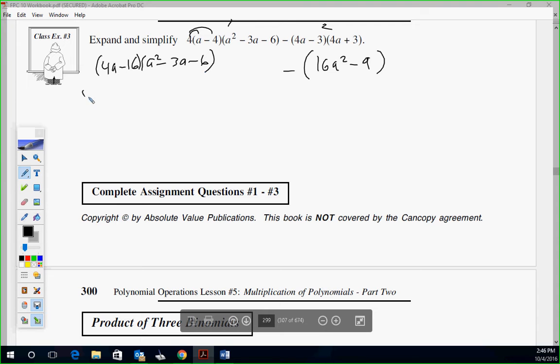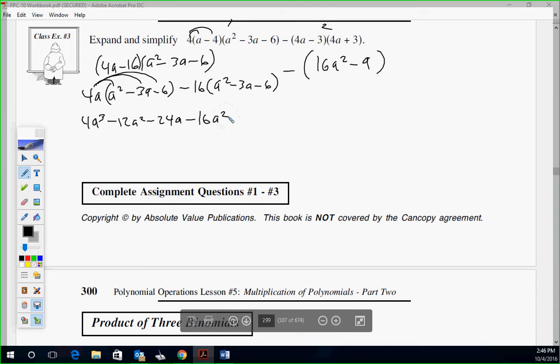So here I'm going to use the distributive property now. I'm going to go 4a times a squared minus 3a minus 6, and negative 16 times a squared minus 3a minus 6. 4a times a squared is 4a cubed. 4a times negative 3a is negative 12a squared. 4a times negative 6 is negative 24a. Minus 16a squared, plus negative times negative, 48a. Negative times negative again, plus 96.